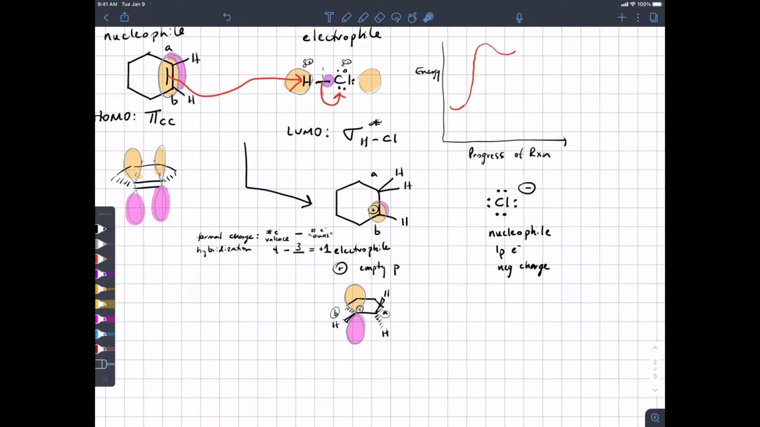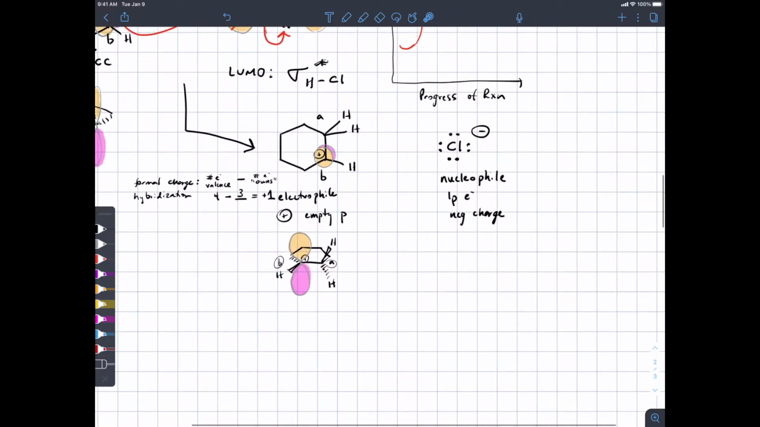Right, other questions? So let's go ahead and predict the next step. Nucleophile, electrophile. You tell me where the arrows go.